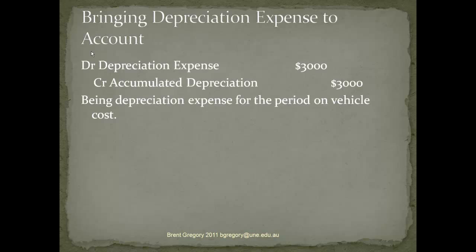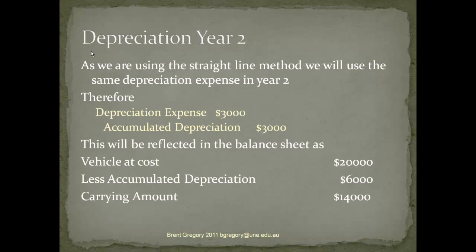So let's look at how we bring the cost of this asset to account. So we've had $3,000 depreciation expense. We debit our expense account, depreciation, debit depreciation expense $3,000, credit accumulated depreciation $3,000, and our note has been the depreciation expense for the period on the vehicle. Let's have a look at depreciation in year 2. It will be exactly the same journal entries because it's straight line. It's the same depreciation each year. Depreciation expense $3,000, accumulated depreciation $3,000.